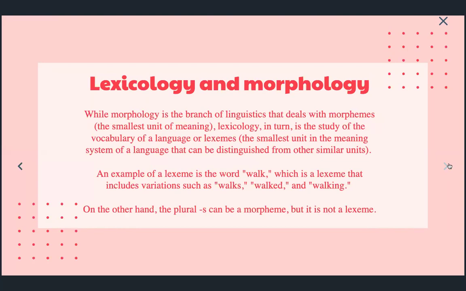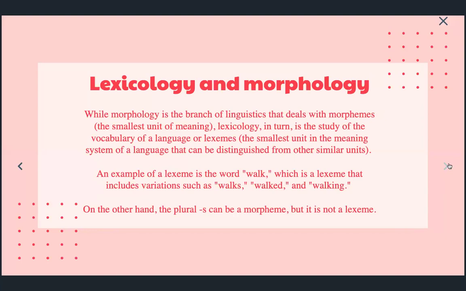Lexicology is the study of lexicon, including its historical development, social stratification, and quantitative composition. Morphology, on the other hand, is concerned with the structure and formation of words, including the study of affixation, compounding, borrowing, and many others.